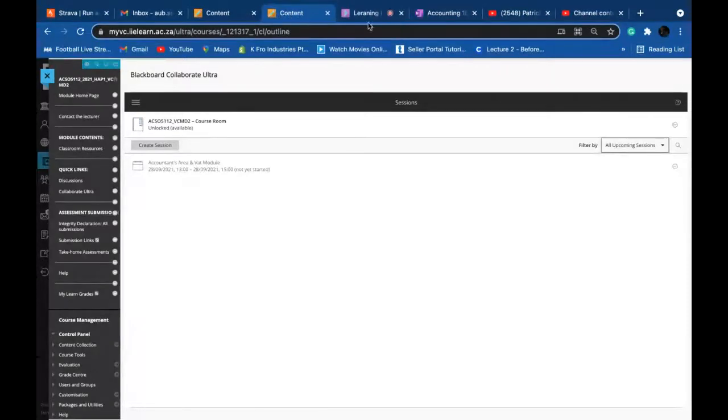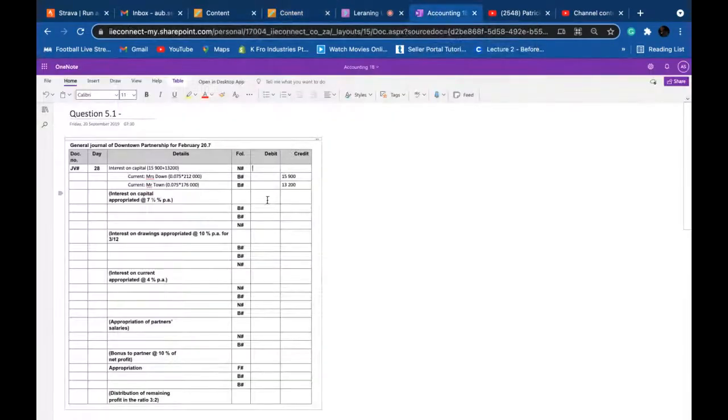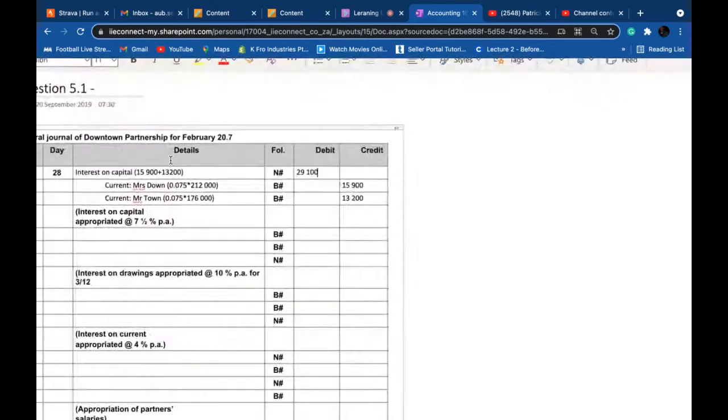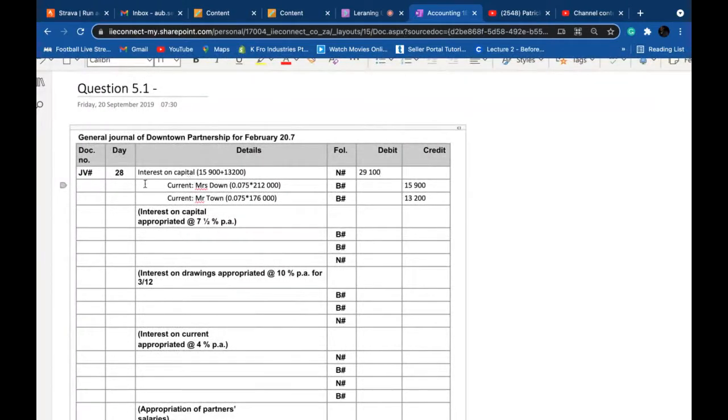Okay, let's just do this. 29,100. Okay, out with the first year-end adjustment that needs to be made. Then the next one is interest on drawings must be charged at 10%. Can you see we're charging here? And this interest on capital, let me zoom in a bit, is an expense to us because we're paying this out to the partners. We're paying it because we're rewarding them.